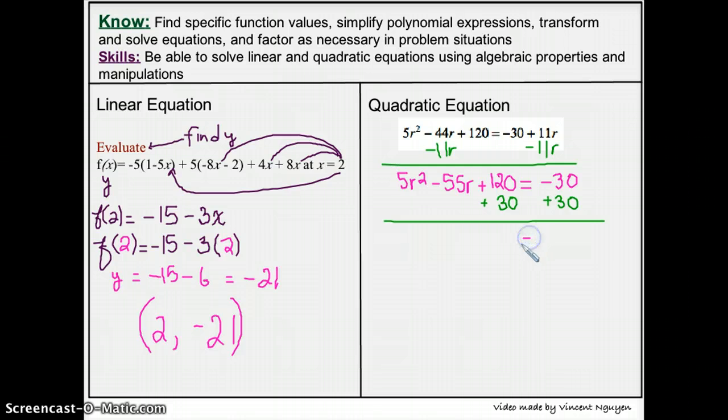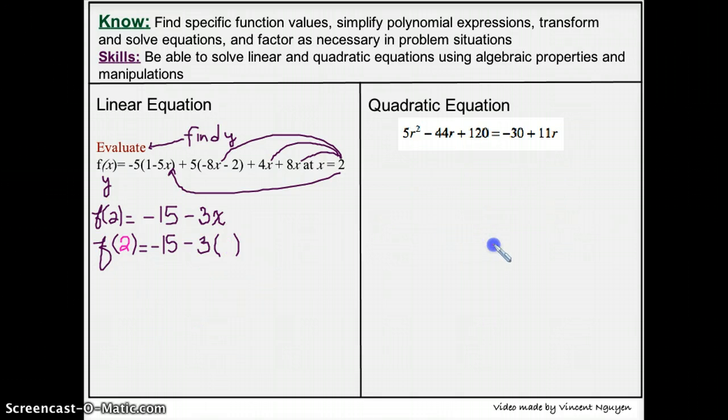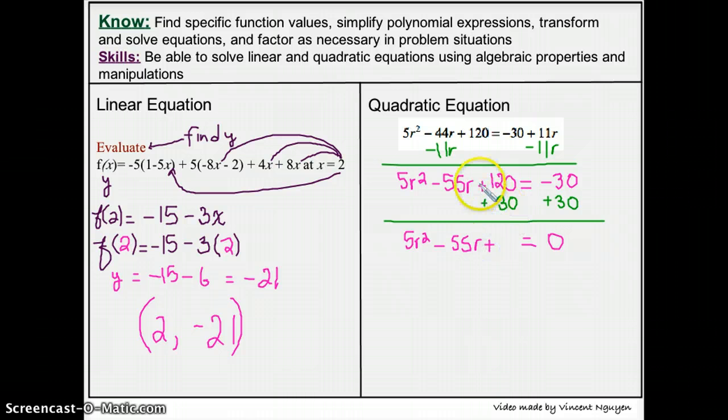So let's take care of the right hand side first because it's easy. Negative 30 and positive 30 is 0. And then on the right hand side, of course, I have 5r squared minus 55r. I haven't done anything to that, so I'm just rewriting this. However, the constant term gained 30, so 120 plus 30 is 150.